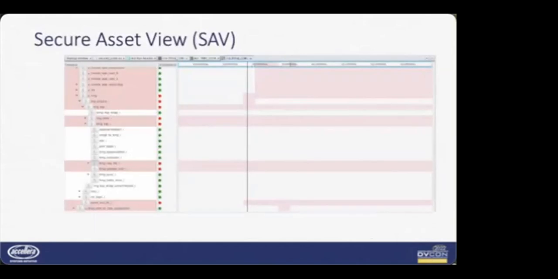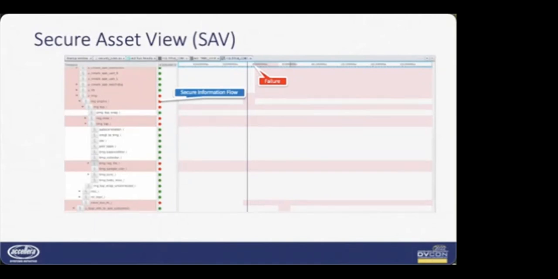The next view is called the secure asset view. This view shows the failure, shaded in red, and the flow of secure information through the various blocks in the design hierarchy. This view gives the user a very good idea of which blocks the information is flowing through.